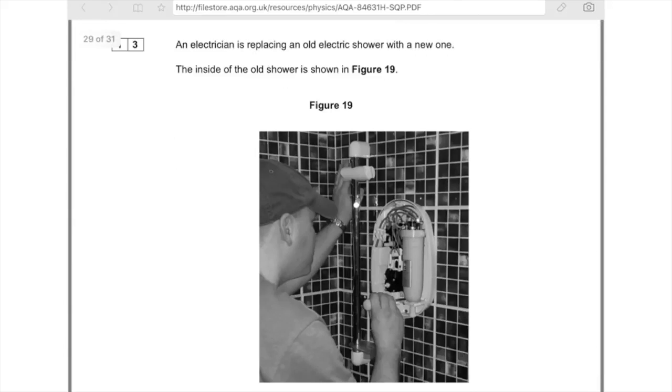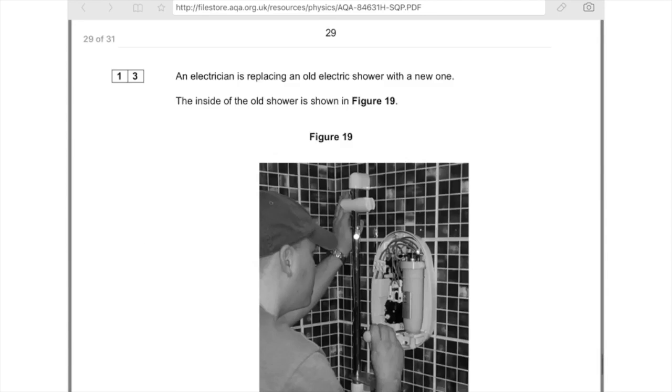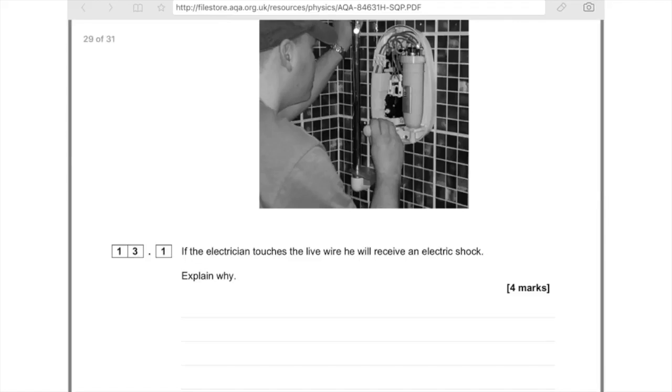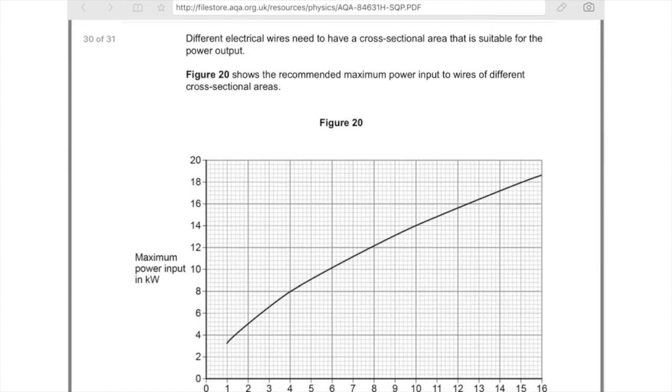13. An electrician is replacing an old electric shower with a new one. The inside of the old shower is shown in figure 19. If the electrician touches the live wire, he'll receive an electric shock. Explain why. So this is worth learning off by heart, and this is because the potential or the voltage of the live wire is 230 volts, whereas obviously the electrician isn't charged, so his potential will be 0 volts, meaning that there's a large difference between the live wire and the electrician's potential, causing that charge or current to jump to his body.